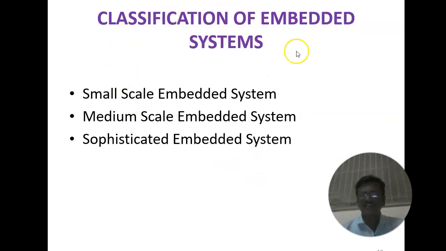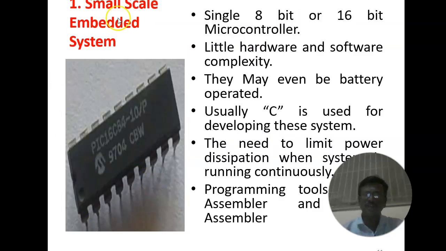And the classification of embedded systems. The embedded system is classified mainly into three: small scale embedded system, medium scale embedded system and sophisticated embedded system. We will see the differences between these three classifications. Small scale embedded system means it uses an 8-bit or 16-bit microcontroller. The hardware and software complexity is little, and it may be battery operated. The most commonly used language for developing the software is C.